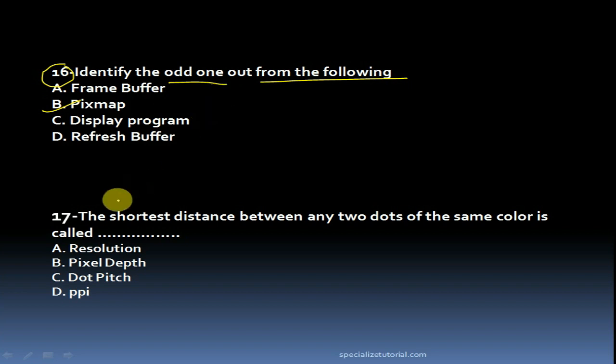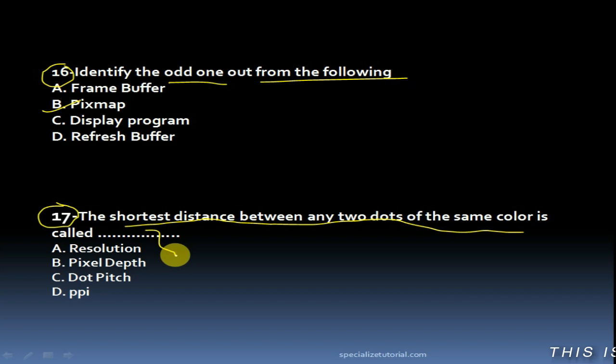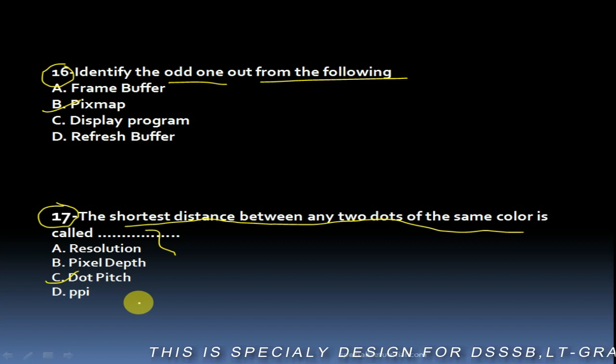Now take the next question, question number 17. The shortest distance between any two dots of the same color is called what? Resolution, pixel depth, dot pitch or PPI. So it is dot pitch. C is the right answer.